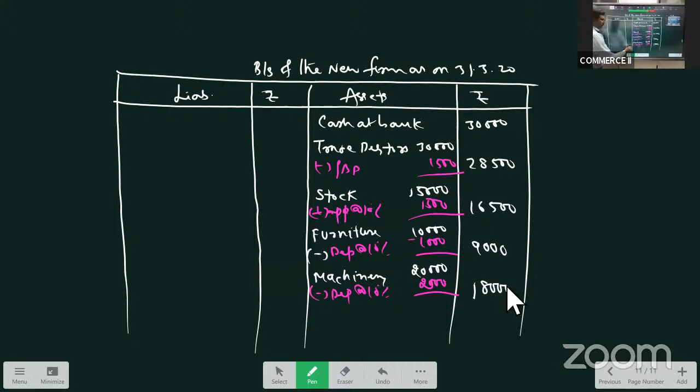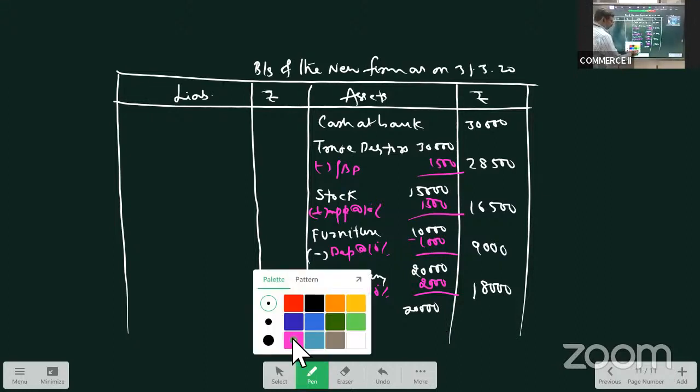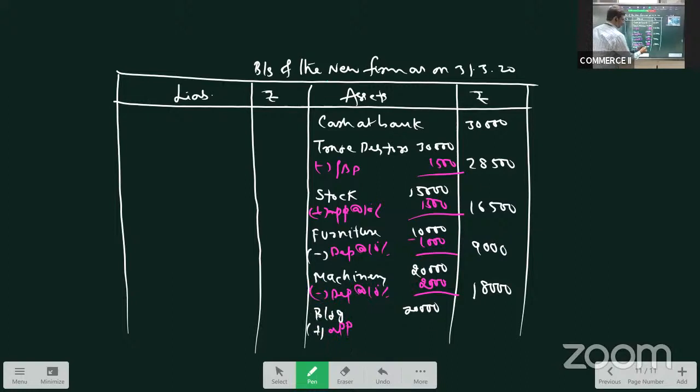Building is 20,000. And building is appreciated by 20%. Add appreciation 20%. 4,000 would make it 24,000. And goodwill will appear at the present value, that is 20,000.